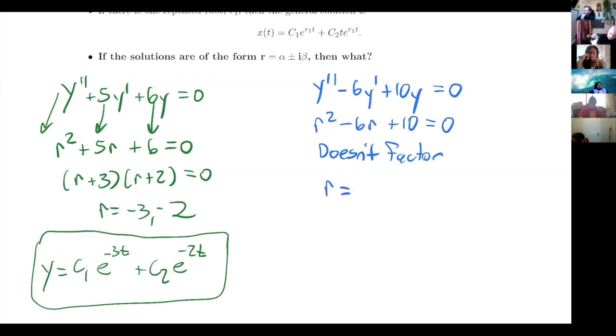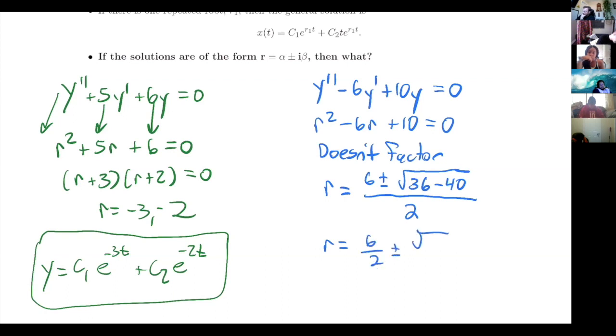So using the quadratic formula, we would get minus b plus or minus the square root of b squared minus 4ac, which in this case would be 4 times 10, all over 2a. So by the quadratic formula, we can try and track down these roots. This gives us 6 over 2 plus or minus the square root of minus 4 over 2.